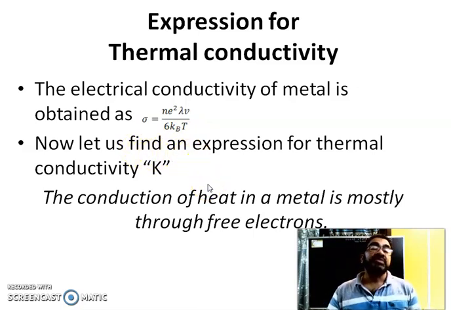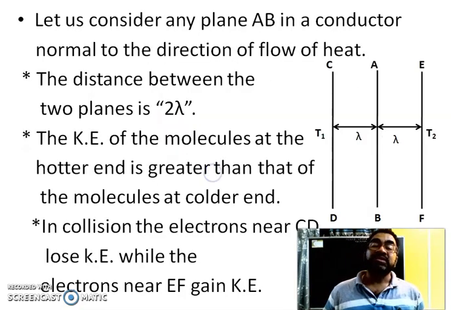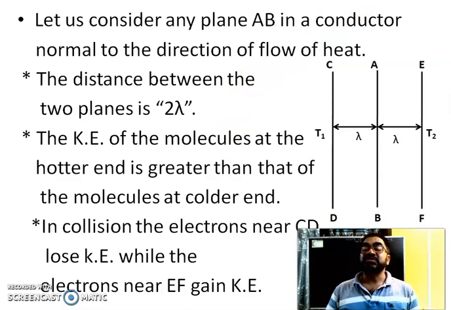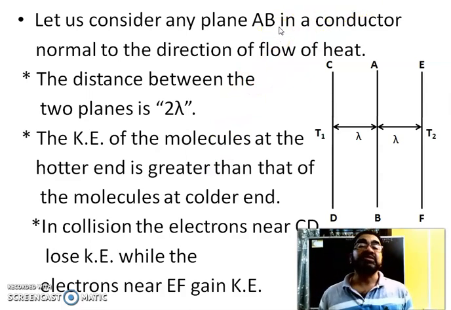And as we know, the conduction of heat in a metal is mostly through free electrons. Free electrons are responsible for the conduction of heat in a metal. So this is an important point. Let us see some of the behavior of flow of heat with the help of electrons.